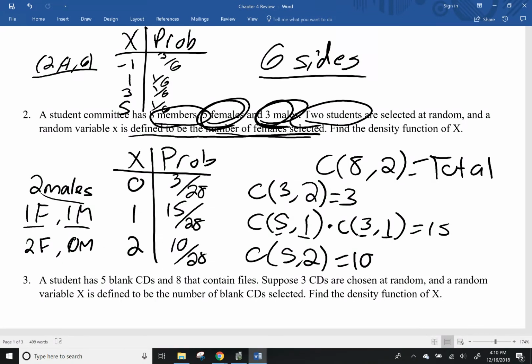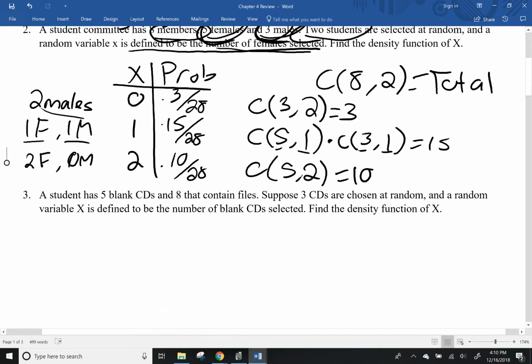And just to make sure everything works, all of this should add up to 28 out of 28. So 3 plus 15 plus 10, that is 28 out of the 28. So everything's been accounted for, which is nice to know. And that is our density function there.